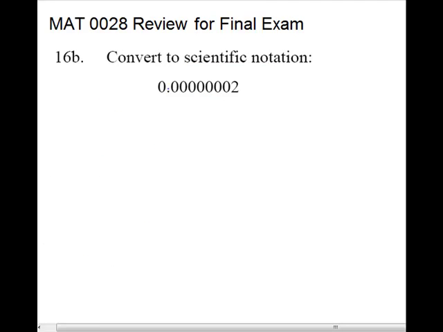For 16b, we're converting to scientific notation, and the first job is to choose the place to put the decimal. You have to have 1 non-zero digit on the left of the decimal. For this problem, the decimal is actually going to have to go after the 2. So you're going to have 2 point, and then you actually won't have to put that. But that is in your decision-making process. It's times 10, and your exponent on the 10 is the number of spaces you need to move to get back to the original decimal.